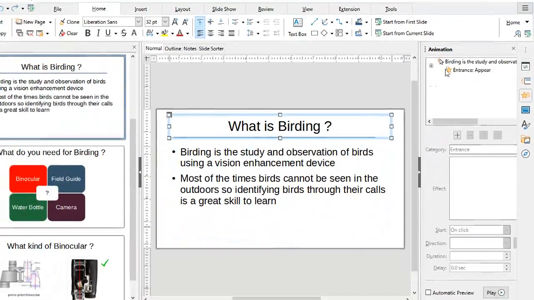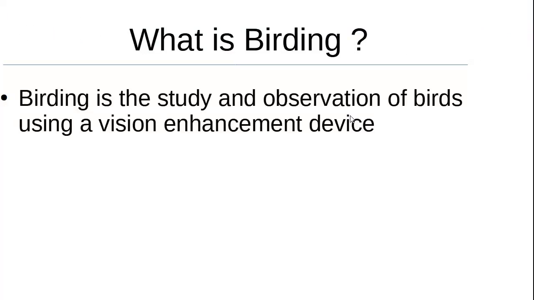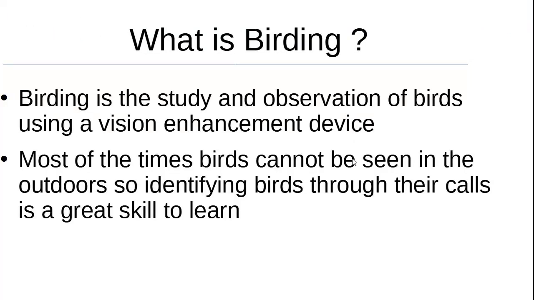Let us see how this looks now and start from the current slide. So as you can see, the text is not visible any longer, and you can click on this and the first point becomes available. Then you click again and the second point becomes visible. And so in this particular manner, you can make sure that the audience is not flooded with a lot of information.